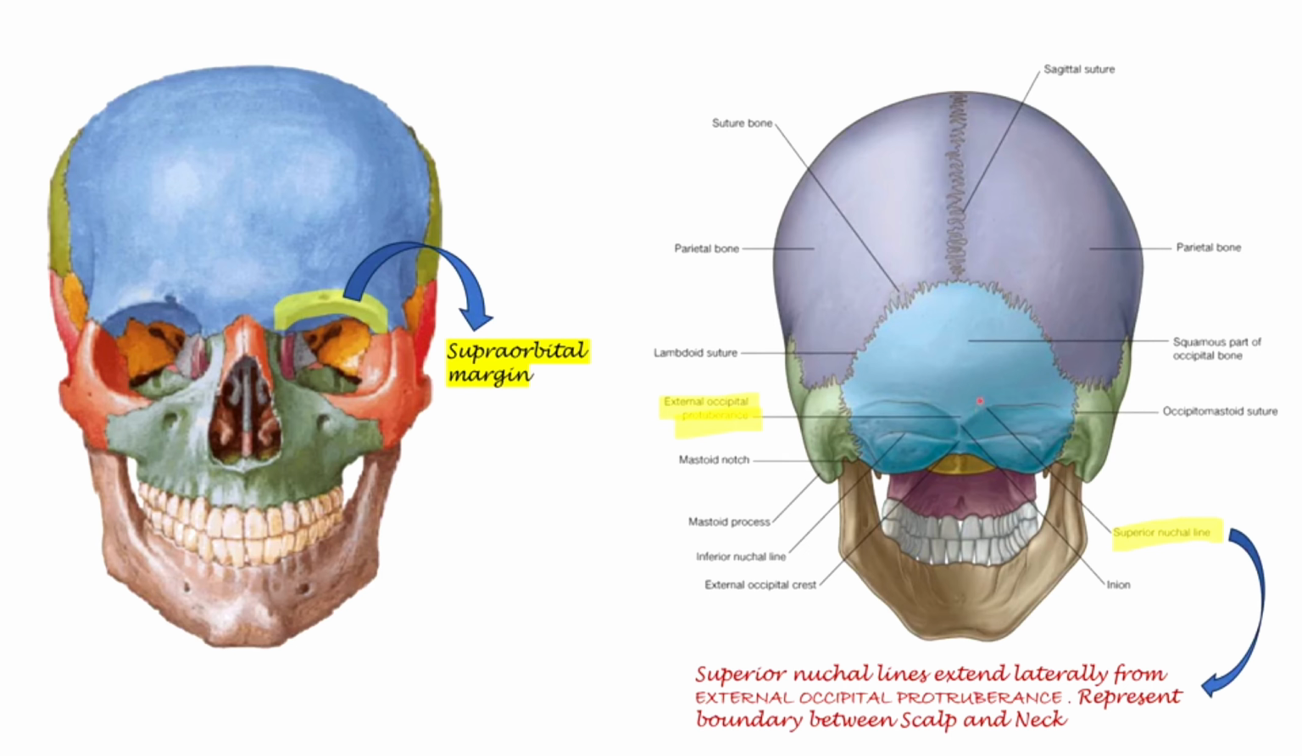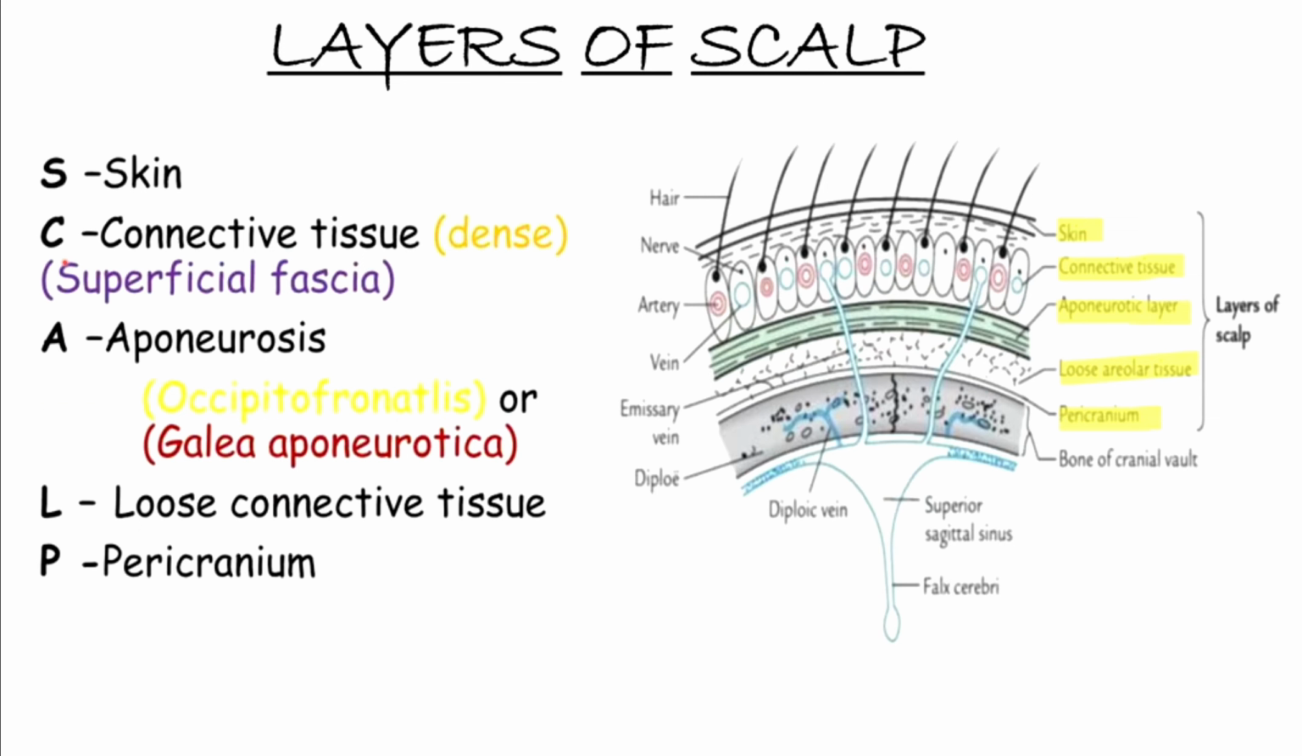Layers of scalp. This is an important short answer question in your university exam. You can remember the 5 layers of scalp using the mnemonic SCALP itself. S for skin, C for connective tissue, A for aponeurosis, L for loose connective tissue, and P for pericranium. I'll discuss each layer of scalp in a different slide and also their clinical aspects clearly.